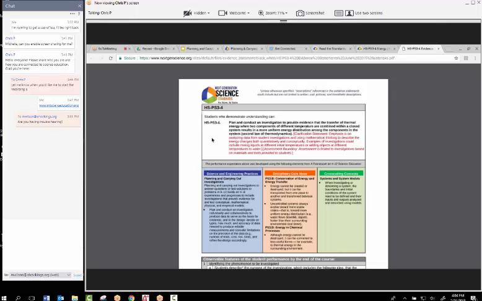Okay, and so pretty specific, right? And then this assessment boundary right here, which is provided on some of the standards and is really helpful for me in a grade band where there's not necessarily a cap. I'm in the middle, I'm in 5th grade. And so it says that it's limited to investigations based on materials and tools provided to students.